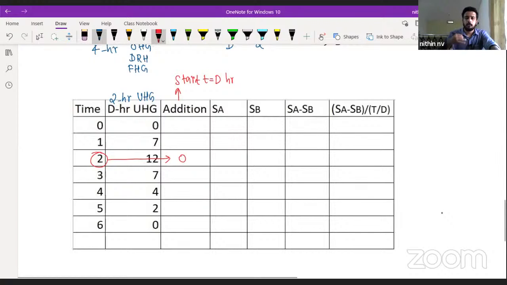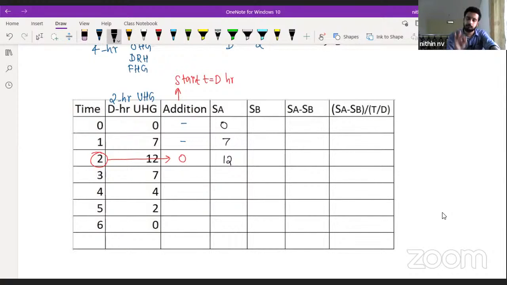Now see, the first addition is 0, which means here we don't have any addition. Now what is this SA column? Nothing but our D hour unit hydrograph plus the addition column. So if you are adding, what will we get? 0 plus nothing is equal to 0. 7 plus nothing is equal to 7. 12 plus 0 is equal to 12. Understood? Till here, is it clear, everyone? We are simply adding the unit hydrograph table plus the addition table, and we get our SA column.